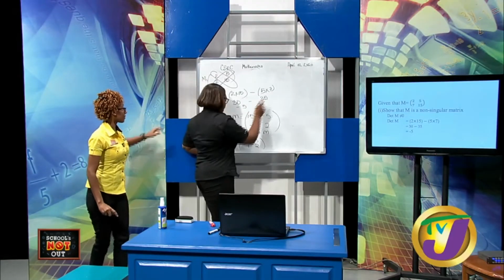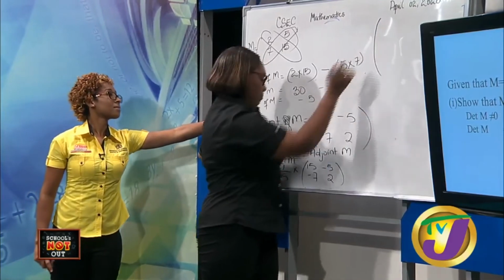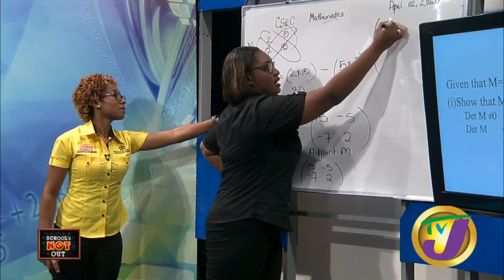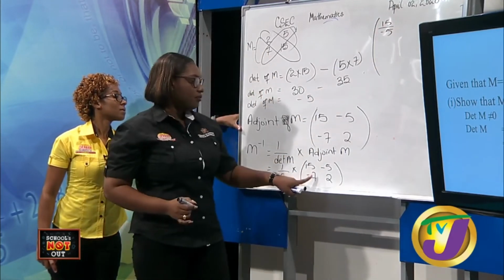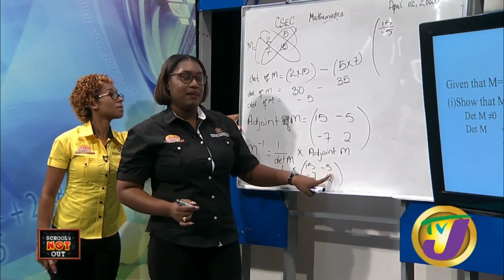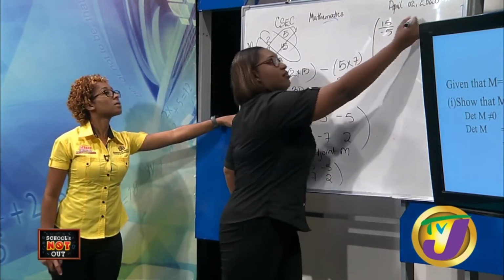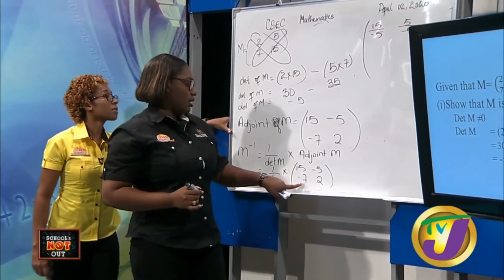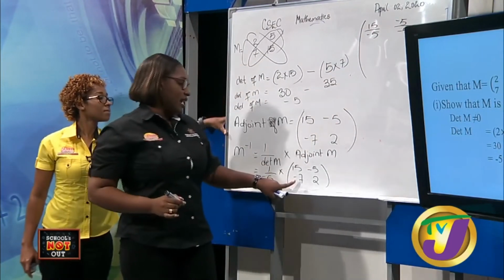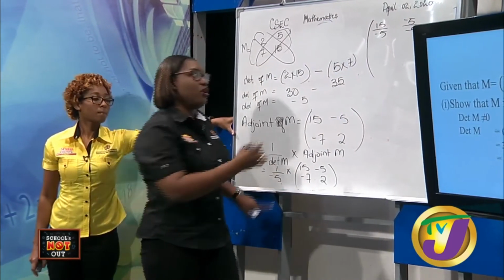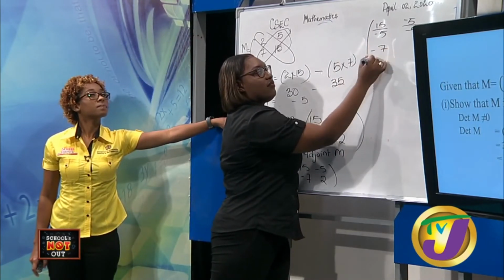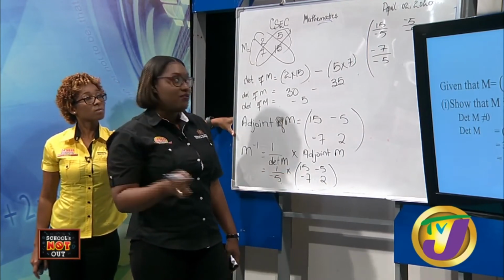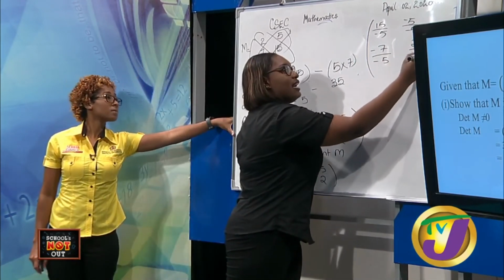So let's go. It's going to be 15 multiplied by negative 1/5, so it's going to be 15 divided by negative 5. It's going to be 5 multiplied by negative 1/5, which is 5 divided by negative 5, negative 5. We're then going to multiply negative 7 by negative 1/5, which is simply negative 7 divided by negative 5. 2 multiplied by negative 1/5, which is 2 divided by negative 5.